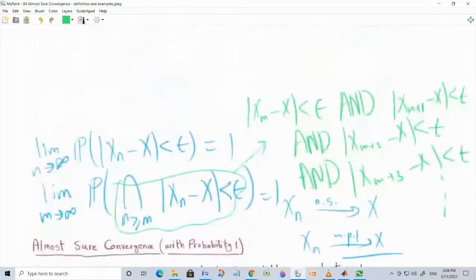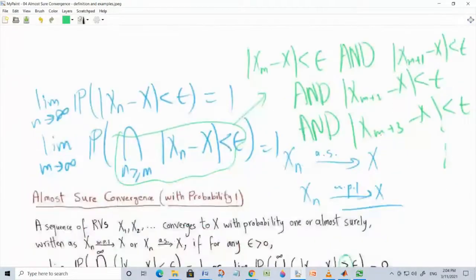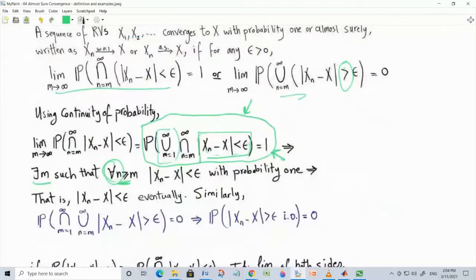or equal to m, this event happens for every n, not just for one n. So this is the thing that I wrote here: x_m minus x, and x_{m+1} minus x, and x_{m+2} minus x, and so on, with absolute values less than epsilon. This happens with probability 1. And we can say that the absolute value of x_n minus x is less than epsilon eventually. So there is some index and time beyond which, with probability 1, the magnitude of x_n minus x is less than epsilon.